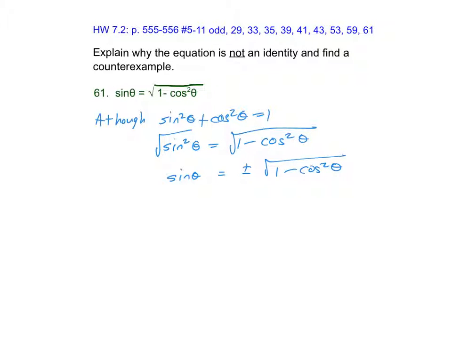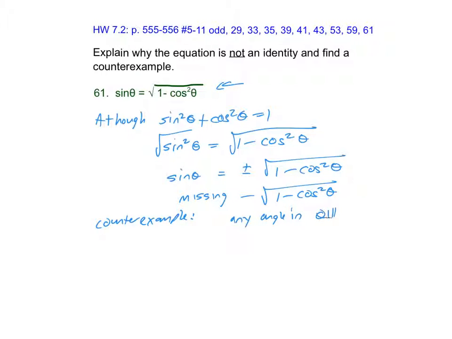So the reason that the given expression up here is not an identity is we're missing the opposite of the square root of 1 minus cosine squared theta. So we're missing the negative values. A counterexample that we can try would be any angle in quadrant 3 or quadrant 4 when sine theta is less than 0, right? Because if we just have the positive square root here, we can never have a negative value for sine theta, which is why it's not an identity.